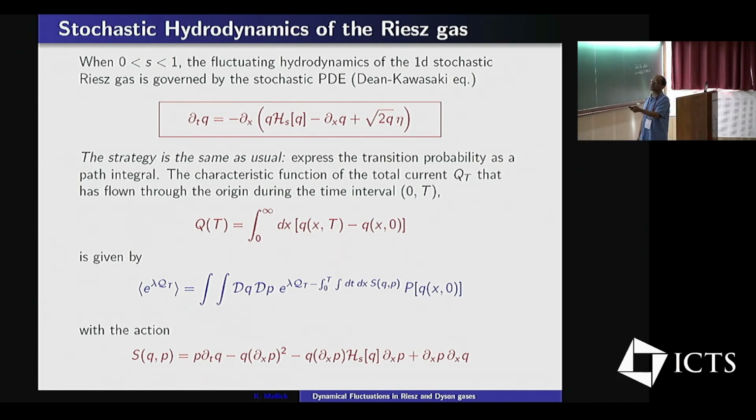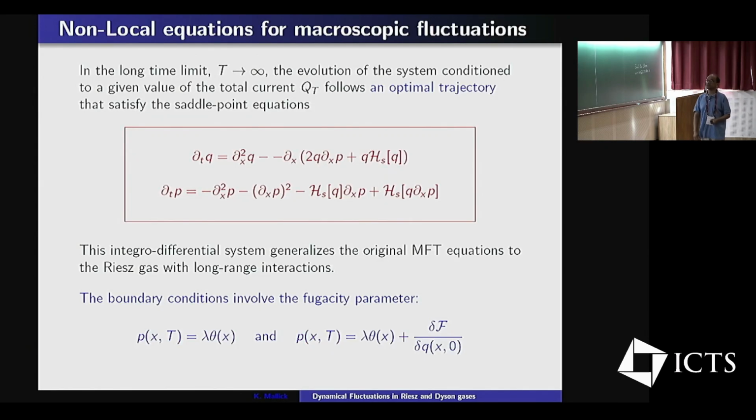So I can write the characteristic function of this total current as a path integral. And doing the usual Martin-Siggia-Rose transformation, call it as you prefer, I can write an effective action for this model, which is given here. Again, I'm rushing, but the main idea is you have this Dean-Kawasaki equation, you write a path integral, you are in the long time limit, you're interested in a saddle point, you write the Euler-Lagrange equations for the saddle point, and you get these equations.